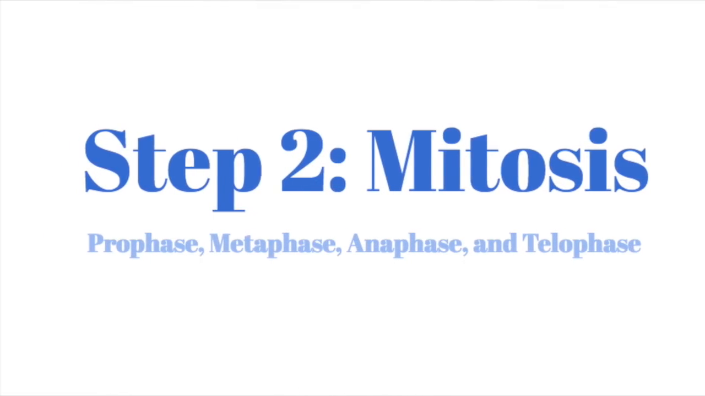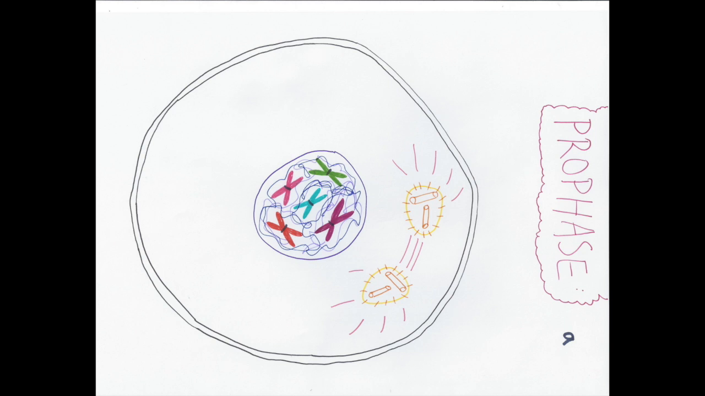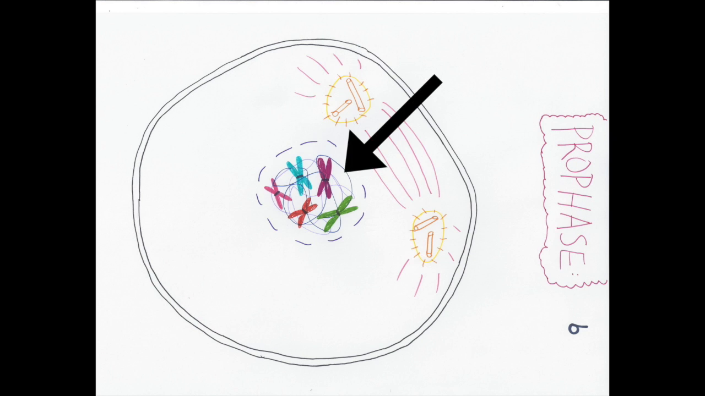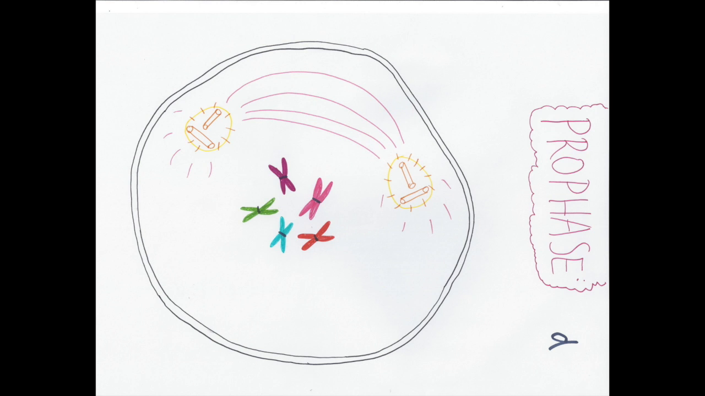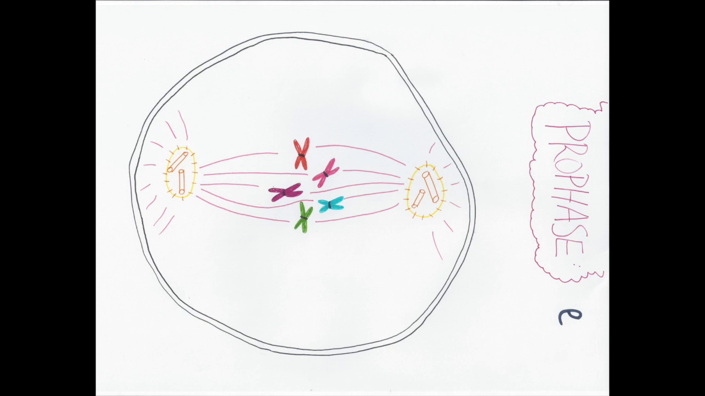Step 2. Mitosis. The first phase of mitosis is prophase. Here, the chromosomes become visible, the centrioles, connected by the spindle fibers, move to either side of the cell, and the nucleus and nuclear envelope break down and disappear.